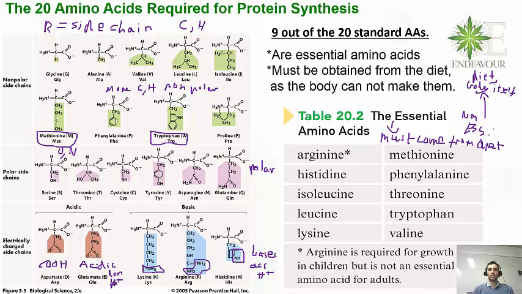So what makes an amino acid essential? We call an essential amino acid one that must be obtained from the diet because the body cannot make it itself. How is this different from a non-essential amino acid? Well, non-essential amino acids can actually be made by the body directly, and we can also obtain them from the diet, so it's a bit easier for us to obtain those amino acids.